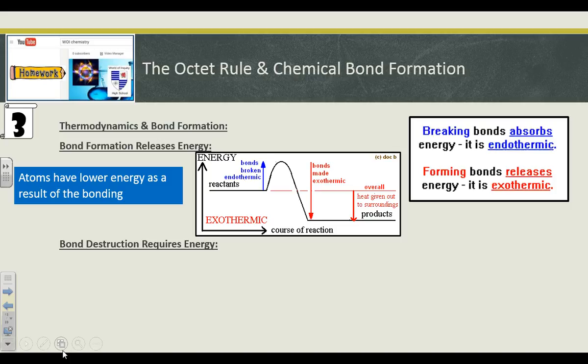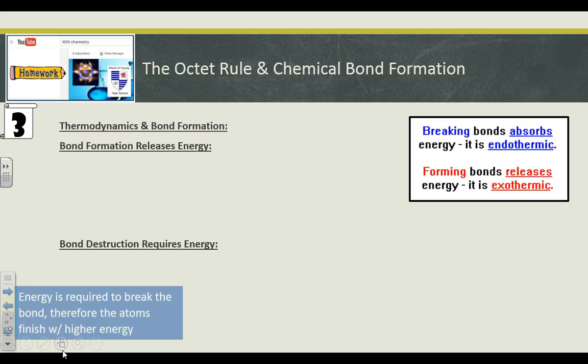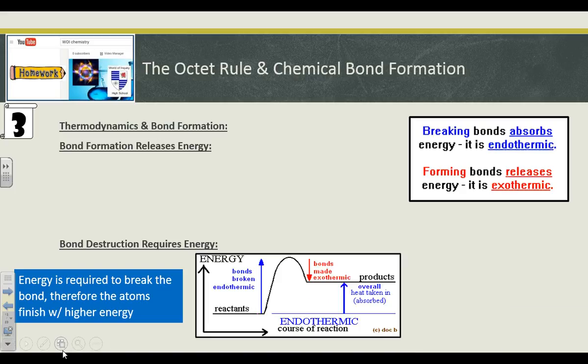Releasing energy because they get to a lower, more stable place. That's why I've formed a bond to begin with. Okay, octets are more stable. The opposite is true. If I want to destroy the bond, I have to put energy in to break it. So therefore, all the atoms finish with a higher energy. We call this endothermic. Energy's going in.